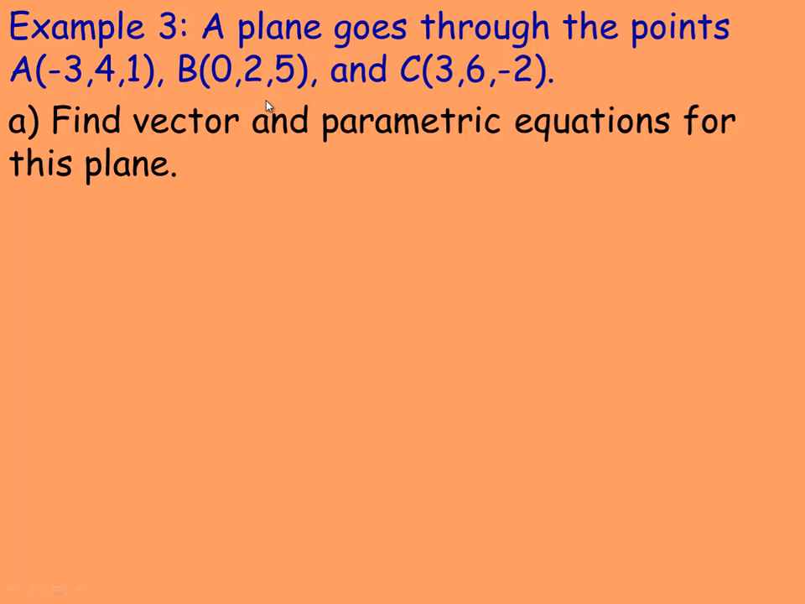Example 3, and there's more than one part to this. That's why we start with A here. We've got a plane that goes through these 3 points. So we're going to kind of draw everything together here. We're going to talk about vector and parametric here, and then we're going to get into scalar equations as well. Find vector and parametric equations for this plane.